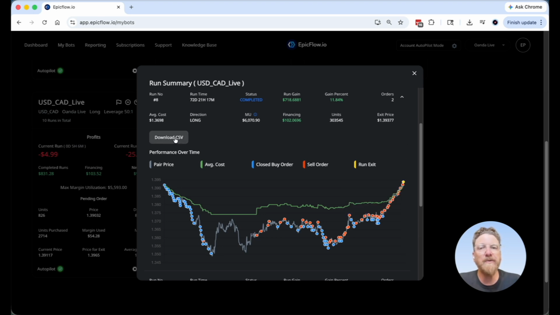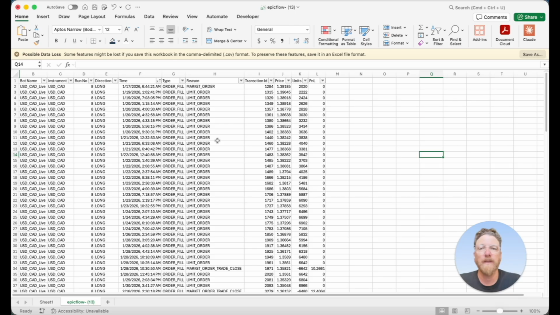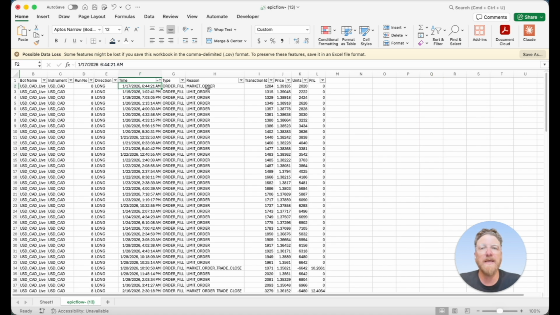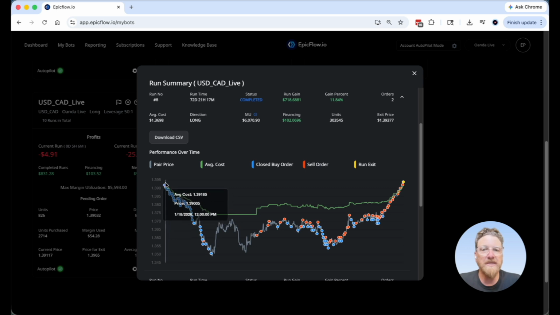But what we can do is download the CSV. I have this open now. And here you'll see a list. I've sorted it by order date ascending. And we can see that it started out with a market order and a number of limit orders. And this aligns with what we see here, these blue dots. These are all the limit orders as the price was moving against this position.